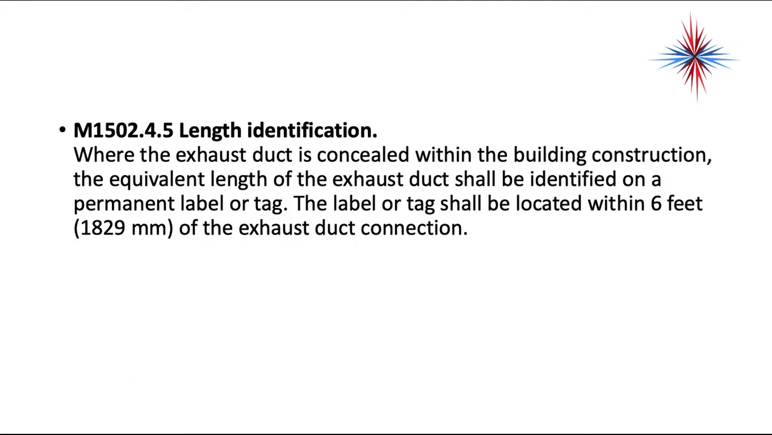Where an exhaust duct is concealed within the building construction, the equivalent length of the exhaust duct shall be identified in a permanent label or tag. The label or tag has to be located within 6 feet of the exhaust duct connection. So if you're building a new building and you put the exhaust duct for the clothes dryer into the exterior wall so it runs up the wall and then goes outside, you have to label it in a permanent manner so that anyone connecting to it knows how long that duct is.